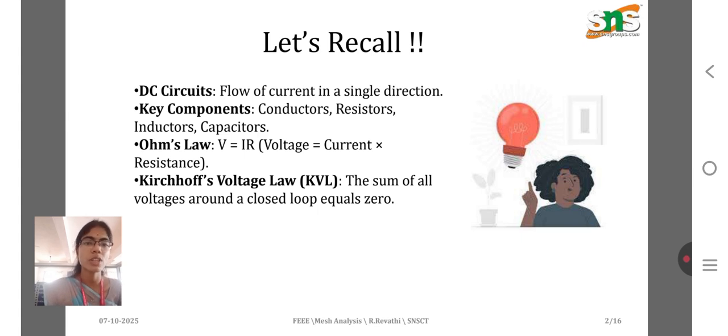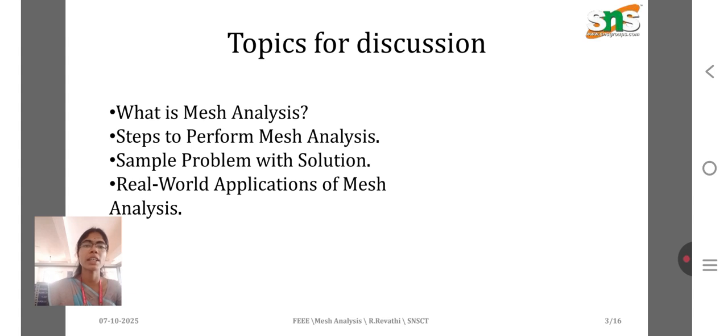We have discussed Ohm's law, V is equal to IR, and Kirchhoff's laws, which are two laws. The first law is Kirchhoff's current law: the algebraic sum of all the incoming current is equal to the algebraic sum of outgoing current. Kirchhoff's voltage law, which is the second law, states that the sum of all the voltages across a closed path or a loop in any circuit is equal to 0. By applying KVL, we can analyze the mesh of the circuit.